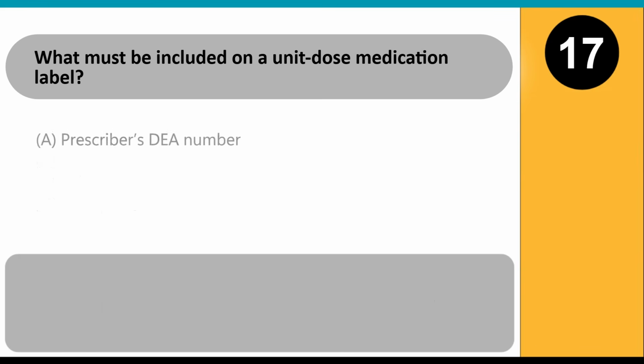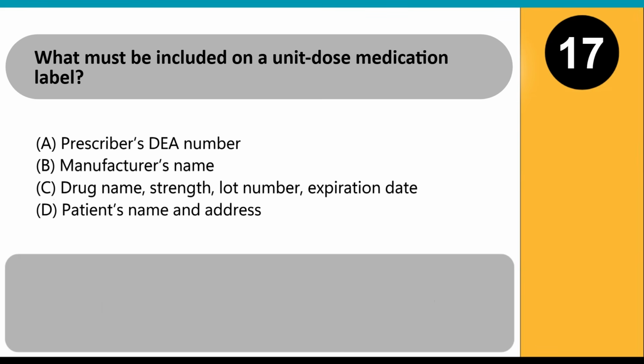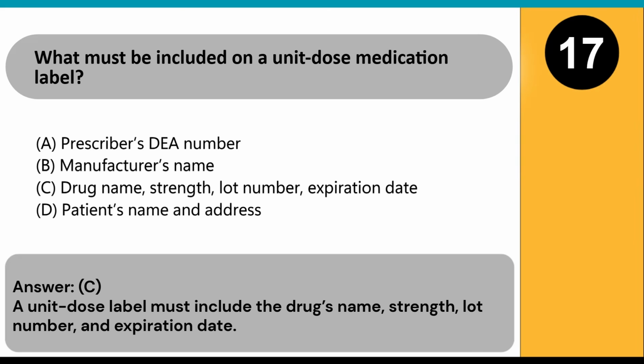What must be included on a unit dose medication label? A. Prescriber's DEA number. B. Manufacturer's name. C. Drug name, strength, lot number, expiration date. D. Patient's name and address. Answer: C. A unit dose label must include the drug's name, strength, lot number, and expiration date.